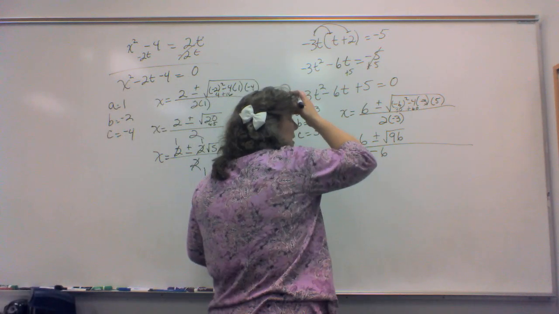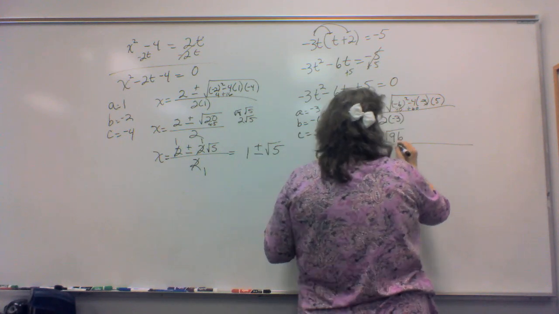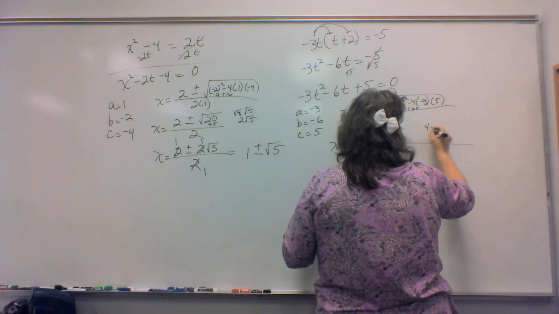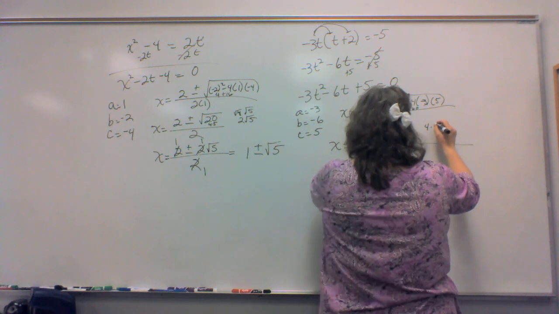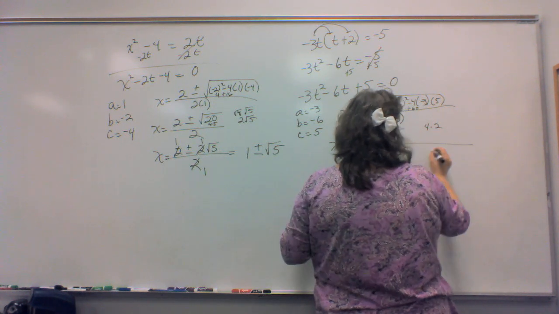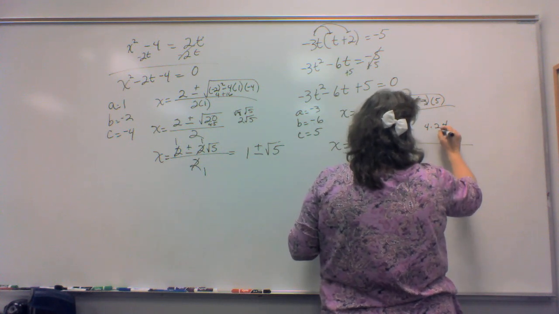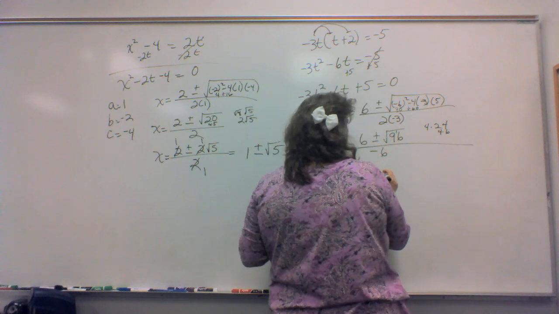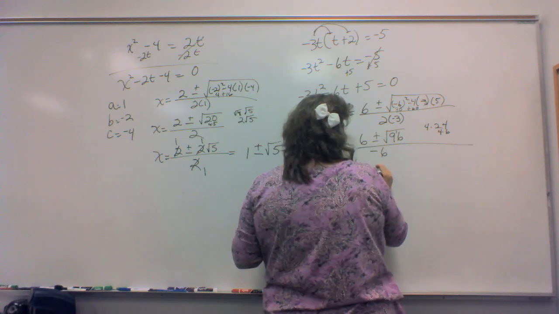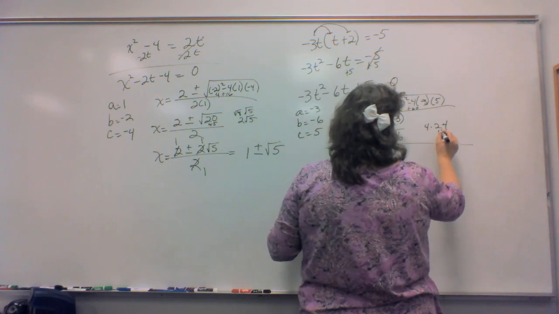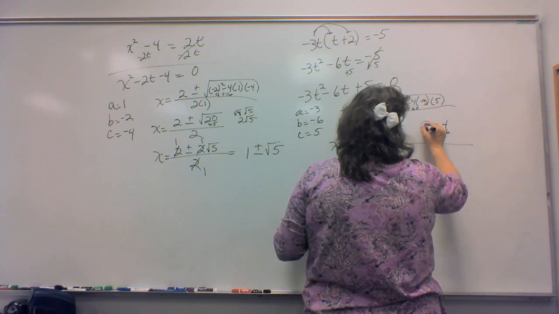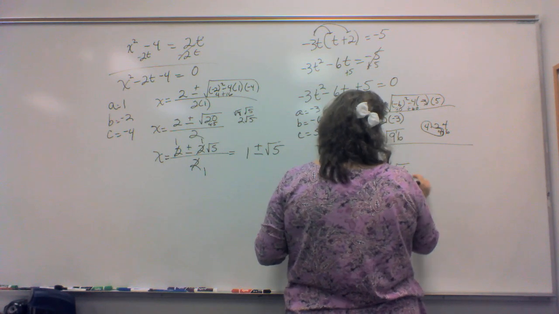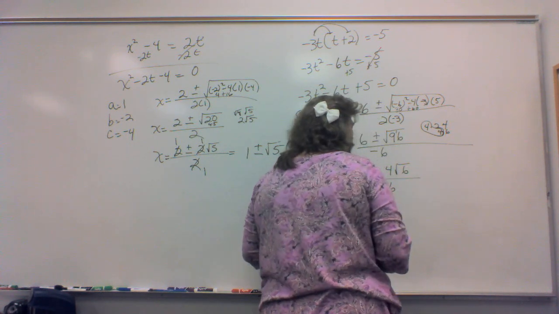So, let's simplify that 96. This will be 4 times... goes in 2 times, carrying a 1, 24, and that's 4 times 6. So this is going to be 6 plus or minus. Here is my 2 the same, so it's going to be 4 square root of 6 all over negative 6.